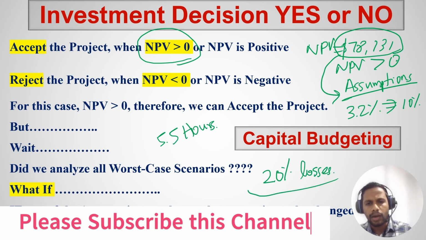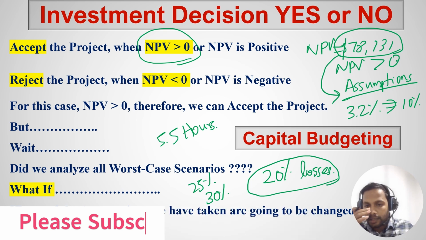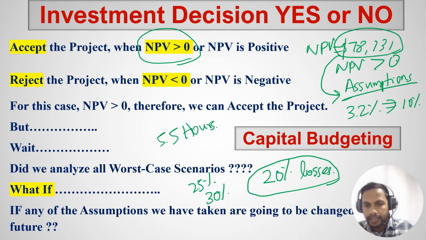And how can we ensure the losses will be 20 percent? What if the loss becomes 25 percent? What if the loss becomes 30 percent? Okay, so in this case, the first decision making is done. We are clear with the first decision, that is definitely yes. Investing in a solar project will definitely give you a very good return.